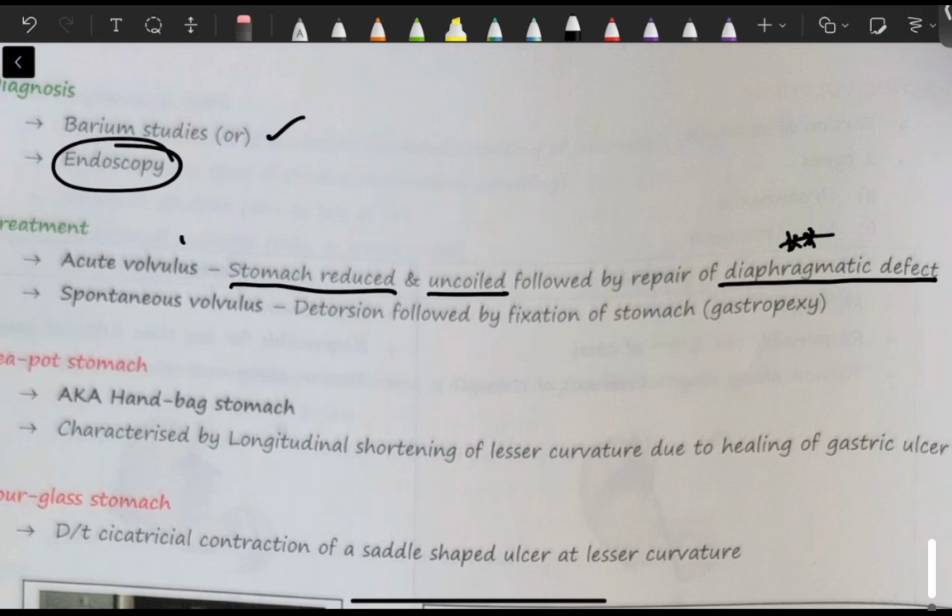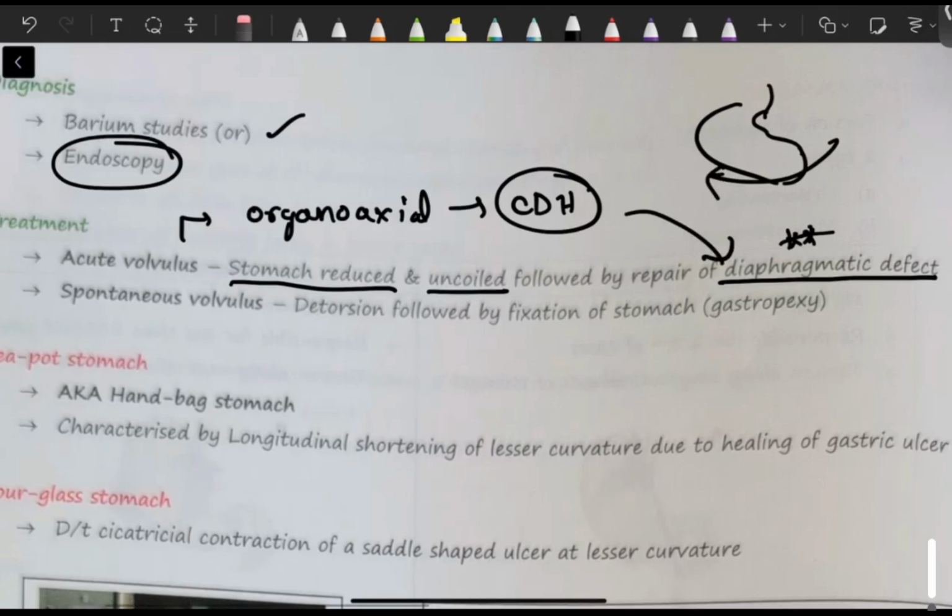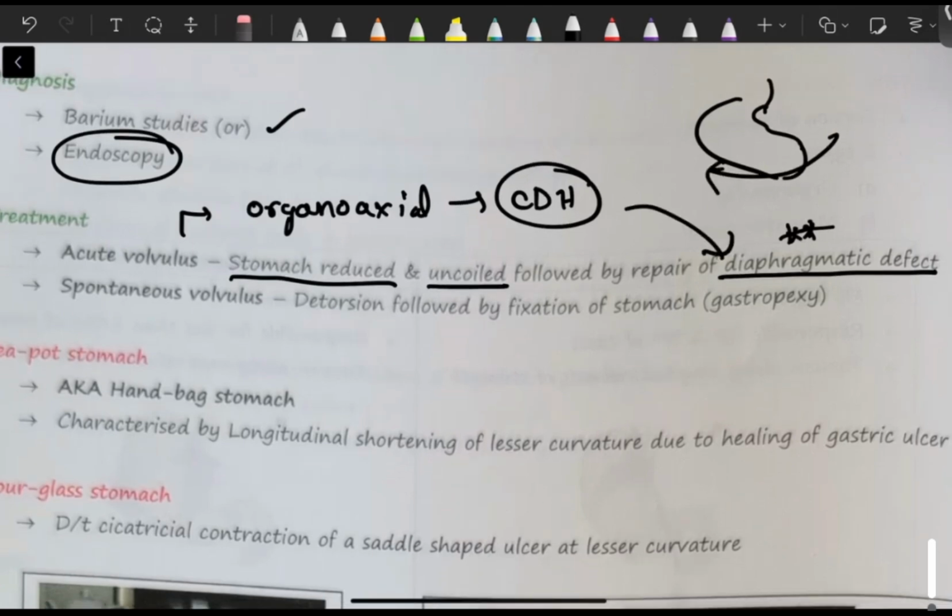So acute means it is organoaxial, with congenital diaphragmatic hernia or any defect. So the stomach which has coiled, we'll uncoil it, and then we'll go for closure of this defect. In case of spontaneous, it is usually mesenteroaxial, and in that case we'll go for detorsion followed by fixation of the stomach, that is gastropexy.